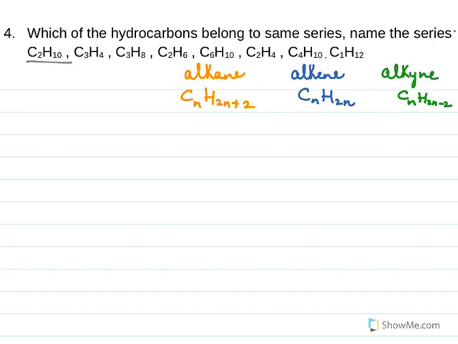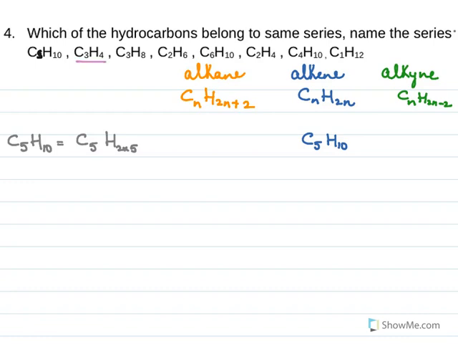Let's take up the first one. The first one is C5H10. Here you have C5, and H is 2 into 5. So you definitely agree it belongs to this group, the alkene. C5H10 will belong to this. 2 into 5 is 10. Now we go to the next.